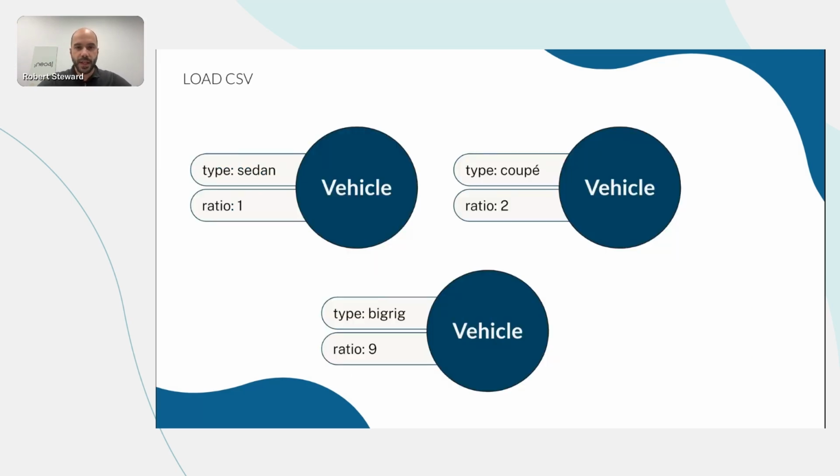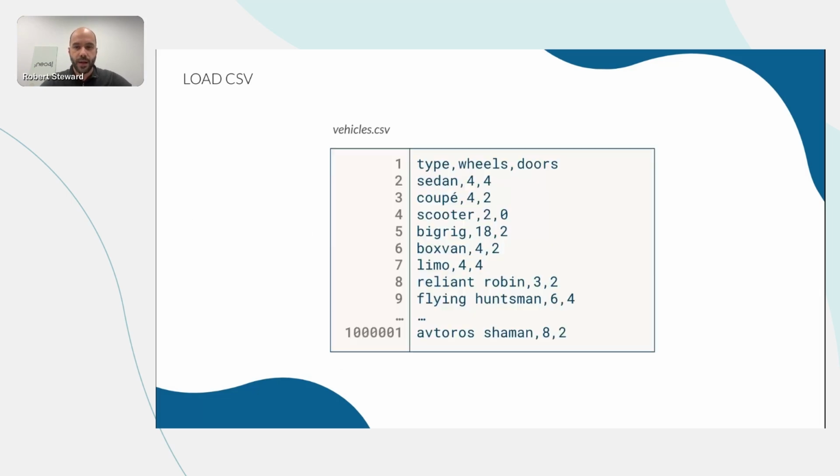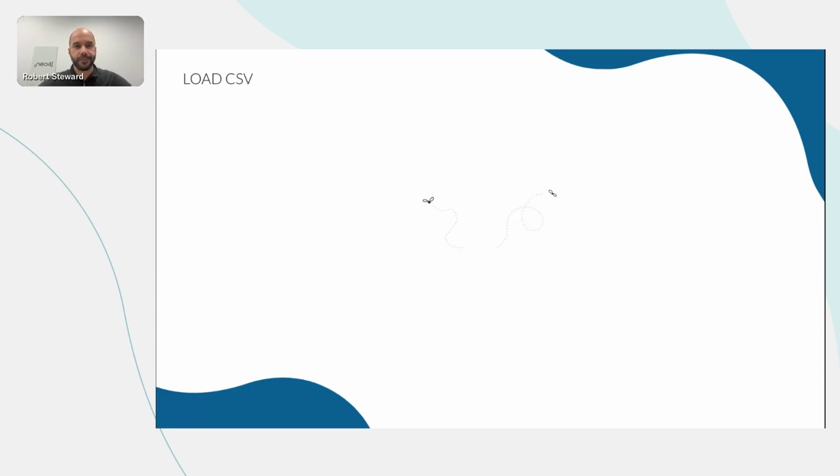We end up with a graph that looks like this. 3 nodes for 3 lines. But what happens if we have more data? Let's try 1 million entries in our list and run the same query. What do we get? Nothing.